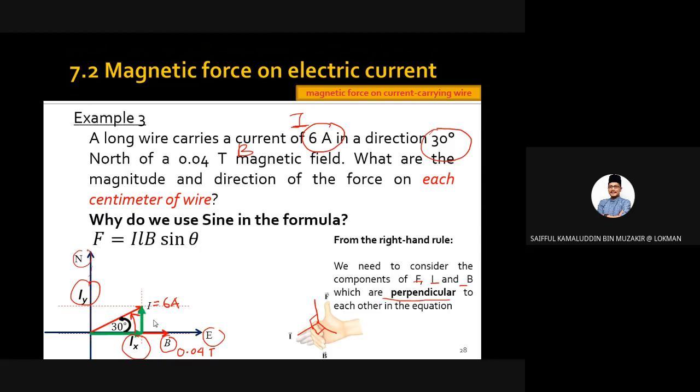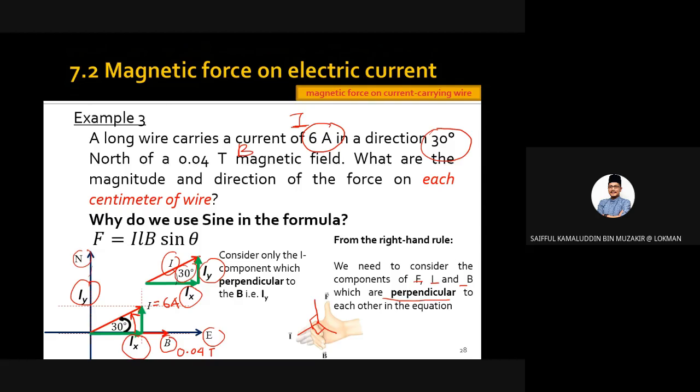Now, IY we could always reposition like this. This is how I reposition IY. So we will have this imaginary triangle. We have IY over here, IX over here, I over here, and 30 degrees over here. Can we determine IY and IX? Yes, we could find the IY and IX.